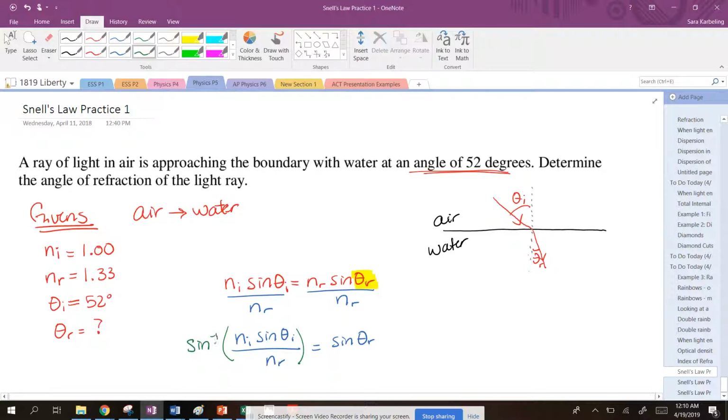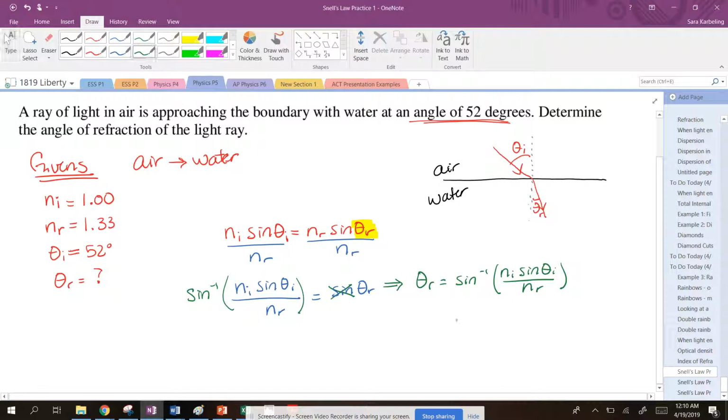So we're going to do the inverse sine. That's going to get rid of this sine here. And so then our expression for theta R is going to be equal to sine inverse of Ni sine theta I over Nr. At this point, we just need to plug it into our calculator. That might be a little bit intimidating to you, and if it is, I'm going to talk you through it.